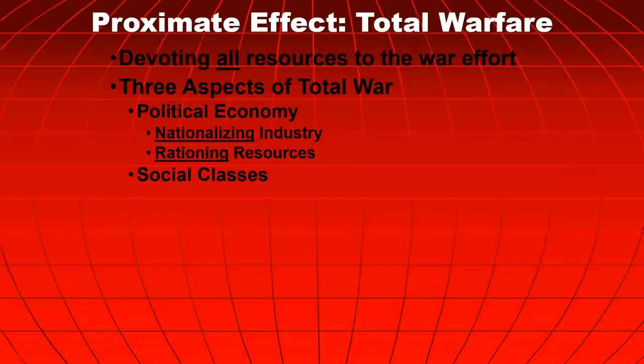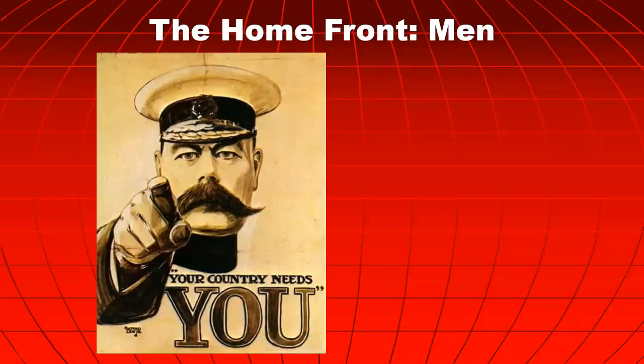Another aspect of total war, though, has to do with dealing with social classes. For example, how do you get men to sign up? Well, you can get them to enlist by forcing them to what we would call a draft, mandatory conscription. But particularly among the Allied powers, there was a resistance to do that initially, and so they wanted to try to attract men. In this case, a poster from the British.